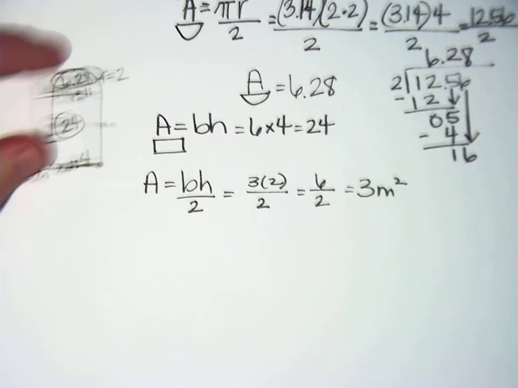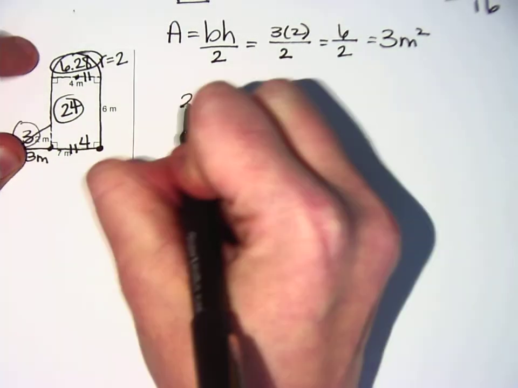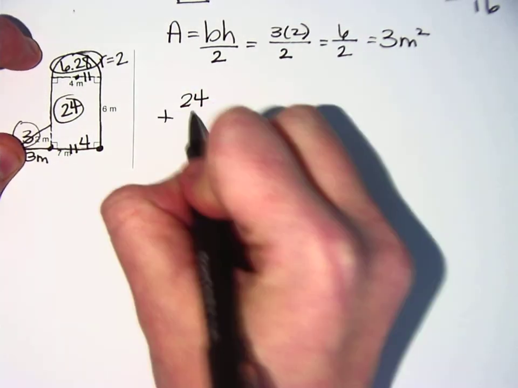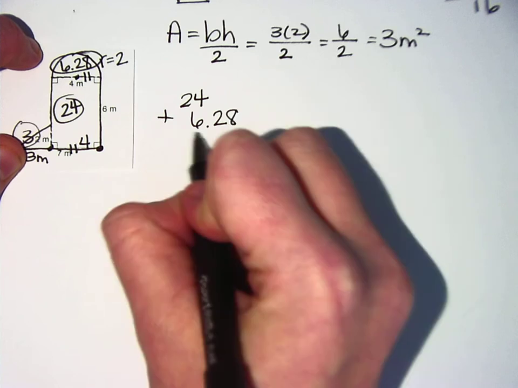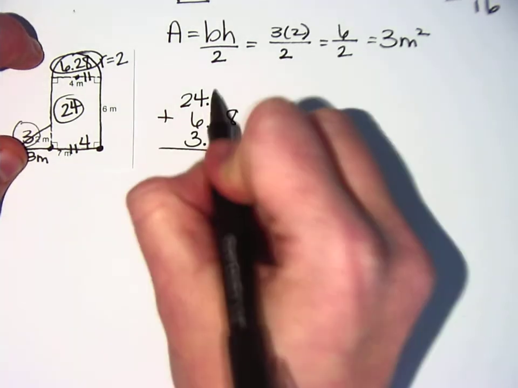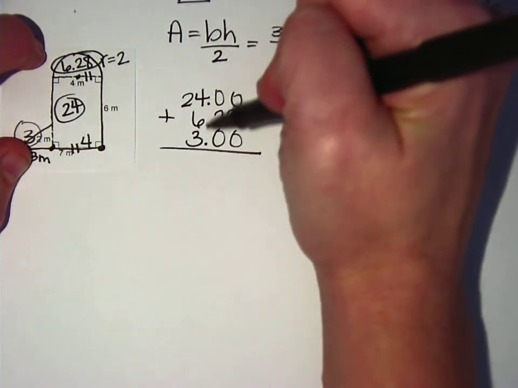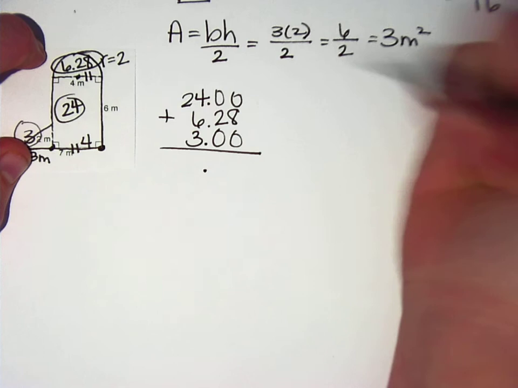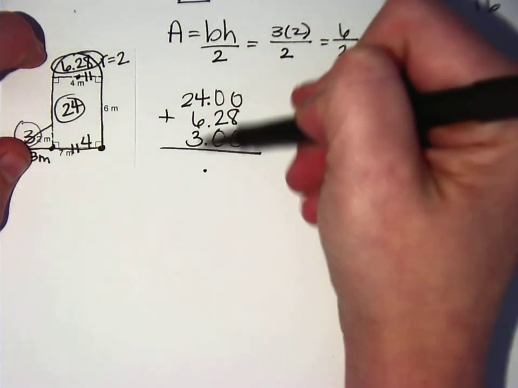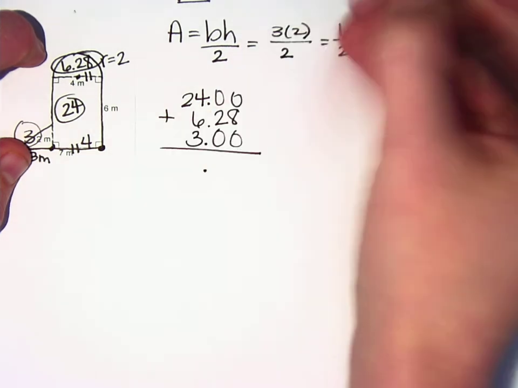Now that you have found your area, we can go ahead and add. So we have 24 plus 6.28 plus 3. And if you look here, remember I'm adding decimals. Whenever you're adding decimals, you've got to make sure that all of your decimals are lined up exactly. So all of our place values have to line up as well. We're going to start from the right and work backwards.